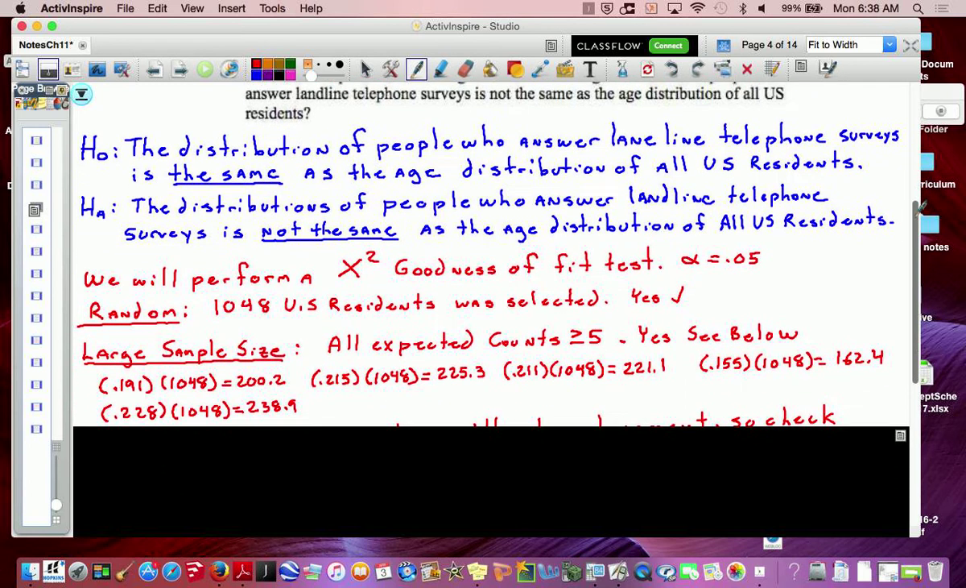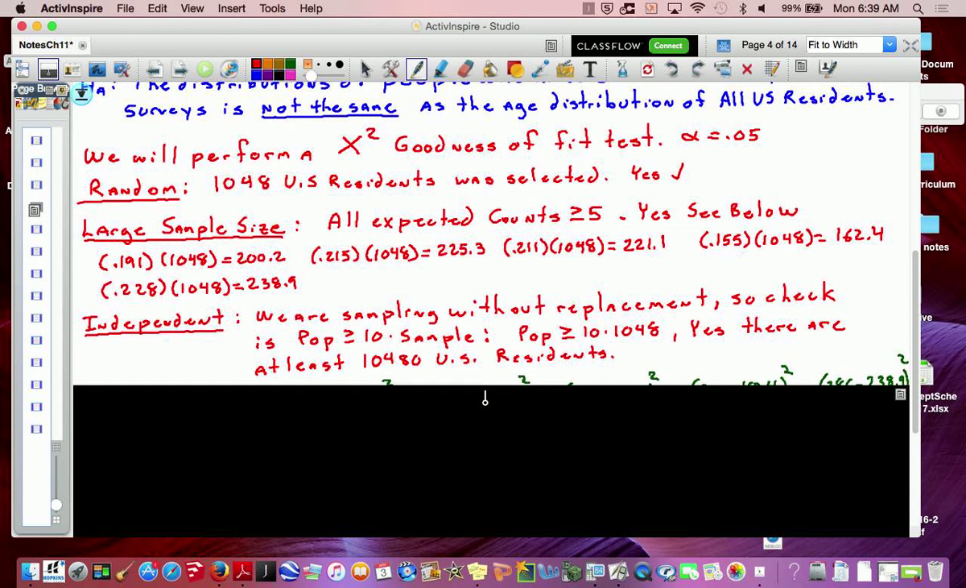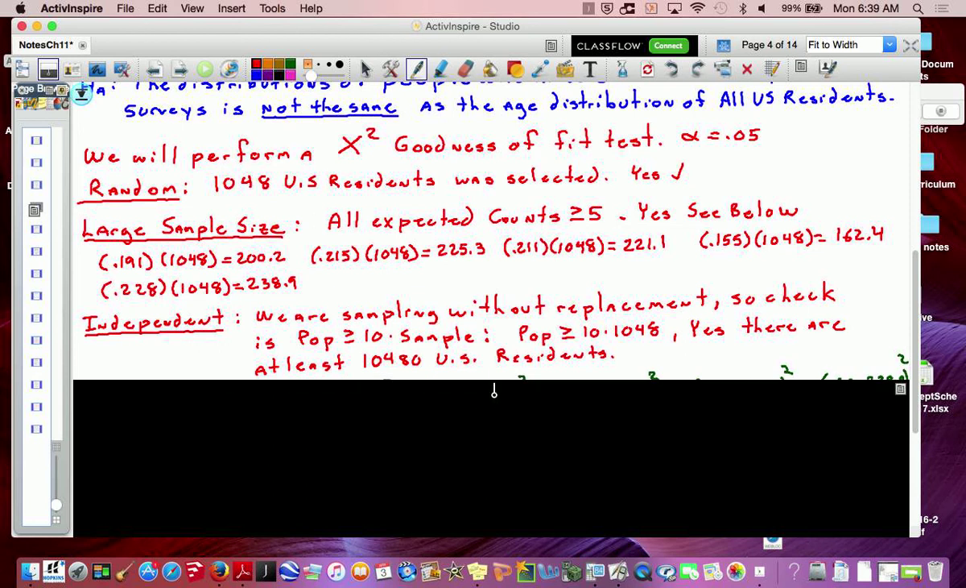So next part here is we're going to calculate out the chi-squared statistic. But guess what Mr. Bartz forgot to do? You're probably already going, hey, Mr. Bartz, you're forgetting the independent piece. Yep. So let's get that down. So we are sampling without replacement because once a person is selected, they won't be a part of the survey again. So we check if the population is greater than 10 times the sample. And yes, there's at least 10,480 U.S. residents. Okay. So now, going to the do part, this is again where we are calculating out the chi-squared statistic.